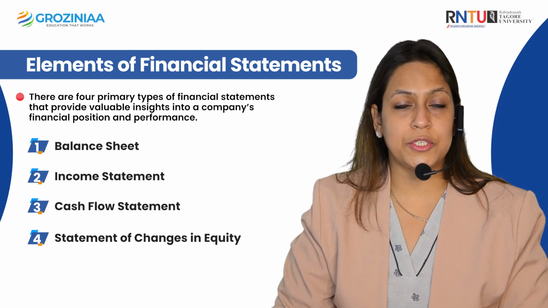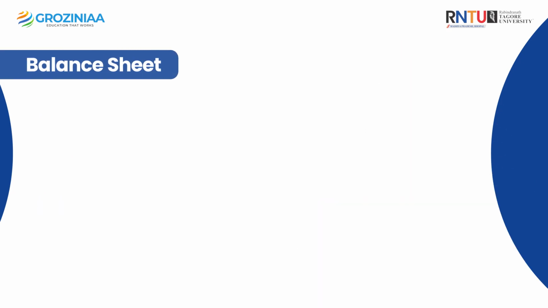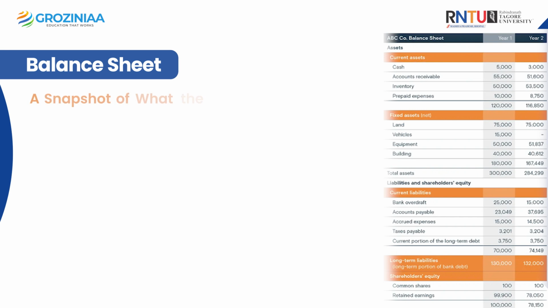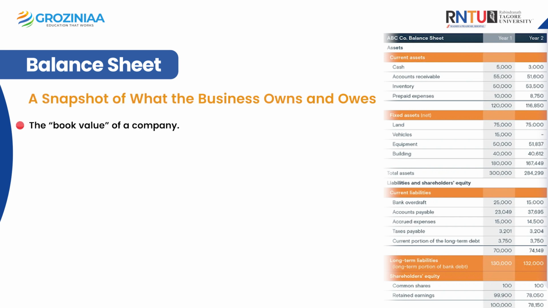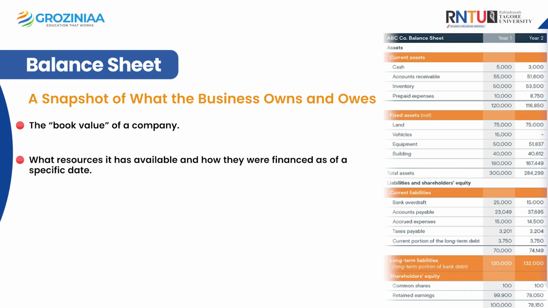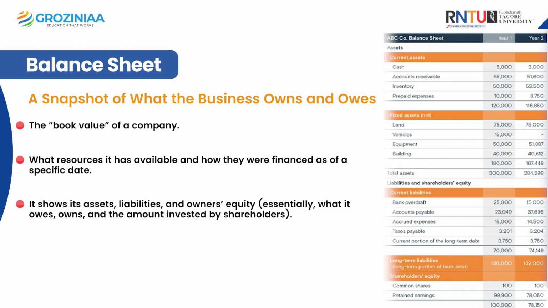Let us understand each. Balance sheet. A balance sheet is a snapshot of what the business owns and owes. A balance sheet conveys the book value of a company. It allows you to see what resources it has available and how they are financed as of a specific date. It shows its assets, liabilities, and owner's equity, essentially what it owns, and the amount invested by the shareholders.